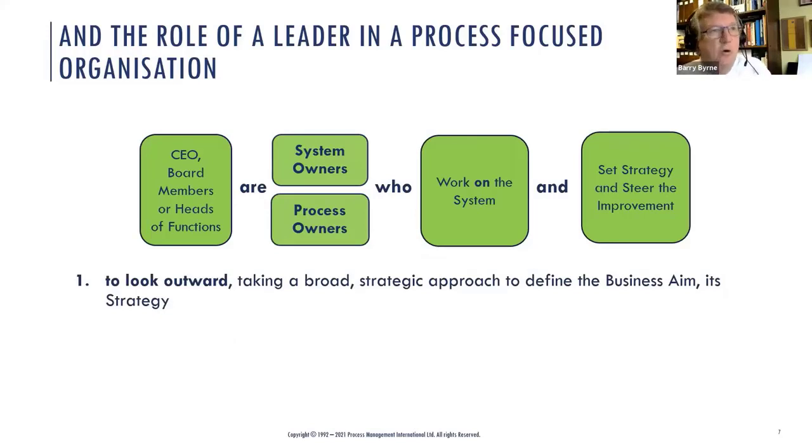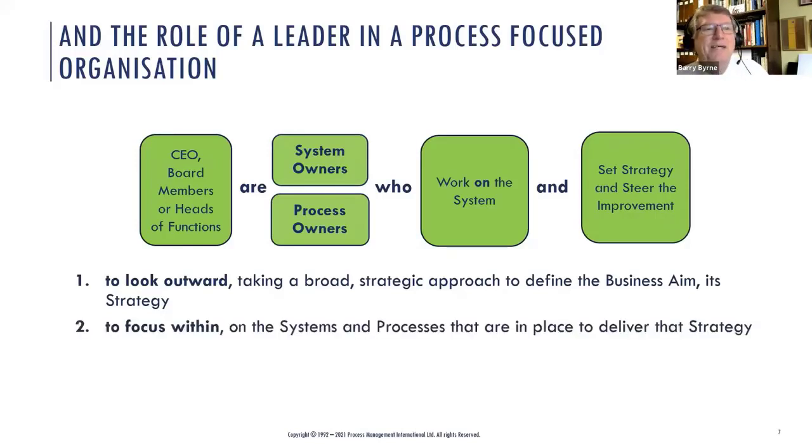Our expectations, in order to ensure that we embed everyday process management in our culture as a way of working, how we do things, is for our top team to look outward, take a broad strategic approach to define the business aim, the strategy. The second element is our expectation that they focus within on the systems and processes that are in place today to deliver that strategy.